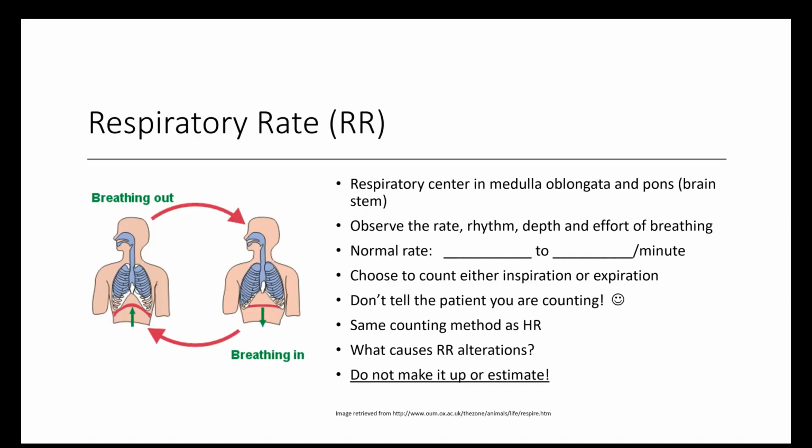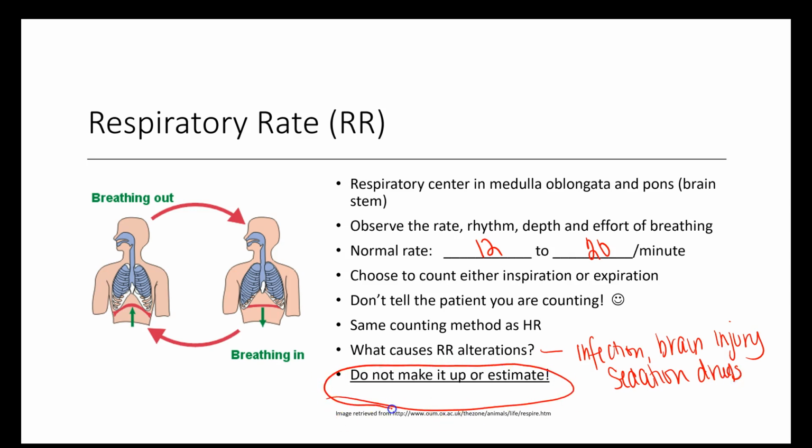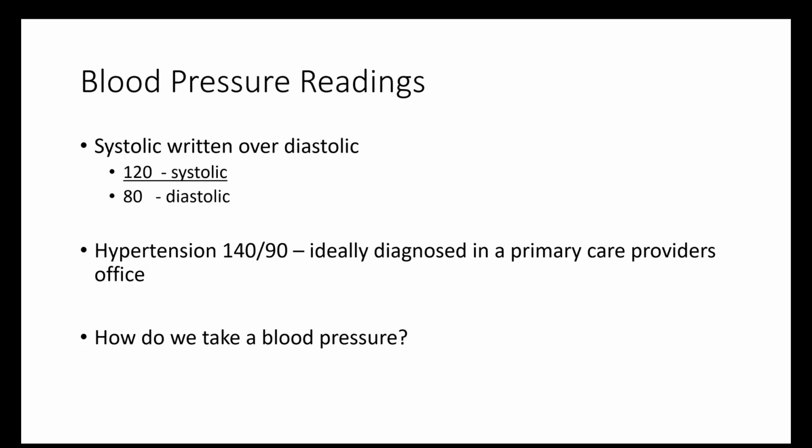Okay, so weak and thready pulse. Okay. Our respiratory rate, again, another thing in the brain. Our normal respiratory rate is 12 to 20. Okay, you can choose to count either inspiration or expiration. Respiratory alterations we get with infection, brain injury, sedation, and drugs, right? I heard a great speaker again who talks about the importance of not making up or estimating the respiratory rate. So please remember to count that. Okay.